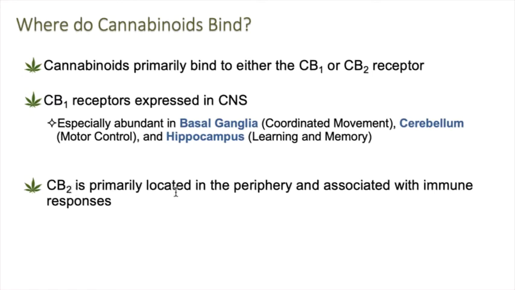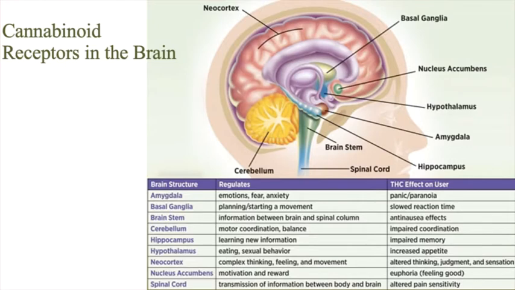CB2 is located primarily in the PNS and is associated with immune responses. It is also found in the glia of the central nervous system and helps regulate the immune response within the central nervous system. Okay, so I just wanted to give you a quick overview of different brain areas that are involved in the THC effects.